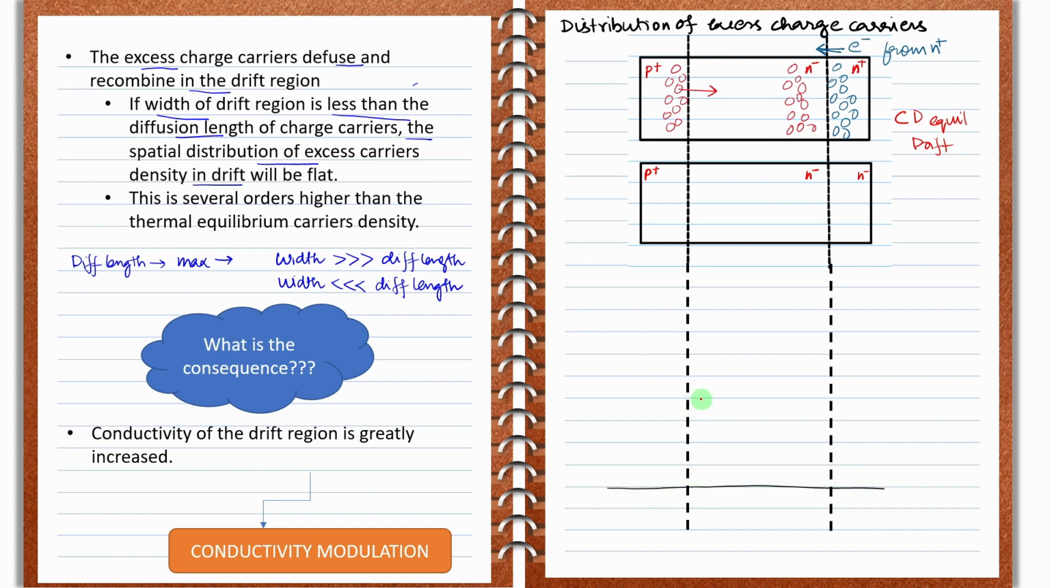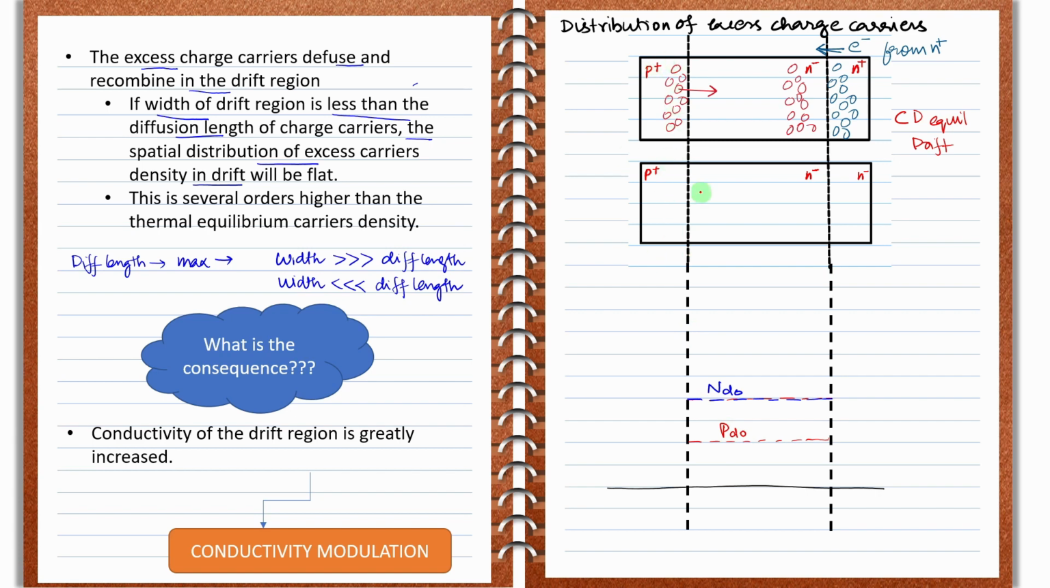And let us draw the concentration of holes. Let this be the concentration of electrons. Sorry, let me take a different color pen for electrons. So this is the charge distribution of electrons, the n-type charge carriers, in the drift region at equilibrium. That is at this height. Naturally, the holes will be a little bit less. So this will be the p-type charge carriers in the drift region at equilibrium.